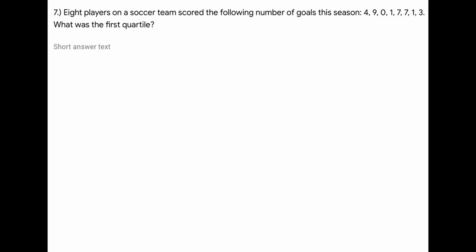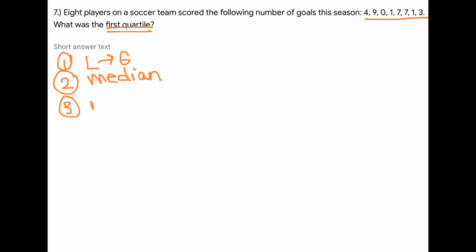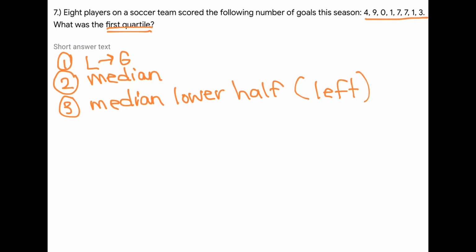8 players on a soccer team scored the following number of goals this season. Here's our goals again. What is the first quartile? So first, you should have already ordered from least to greatest. Your second step is to find the median of the data set. And then your third step is to find the median of the lower half, or that is on the left side of the median.